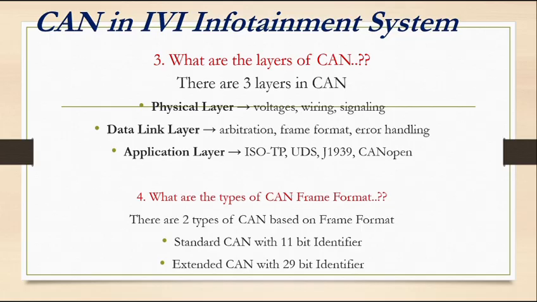What are the types of CAN frame format? There are two types of CAN frame format. One is standard CAN with 11-bit identifier. Another one is extended CAN with 29-bit identifier.